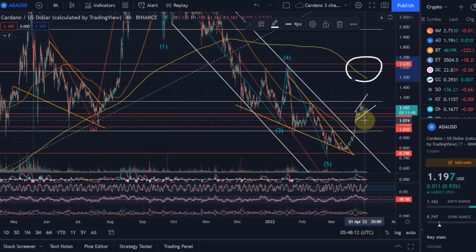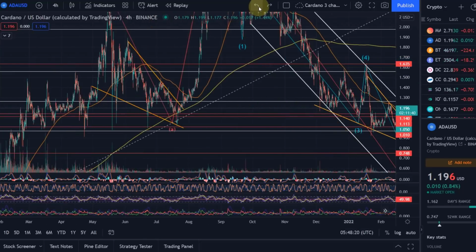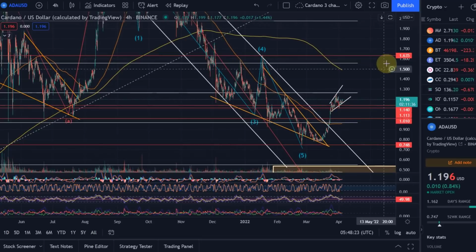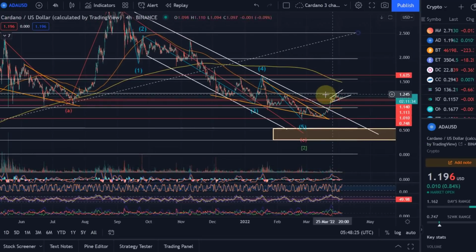that previous wave 4. If you move above that, I think it's getting very likely that we have seen the low already. Until then, it's not very clear. We have to be honest about that. But there are a few interesting things happening here on the chart.